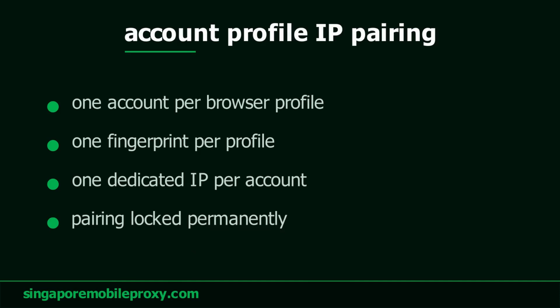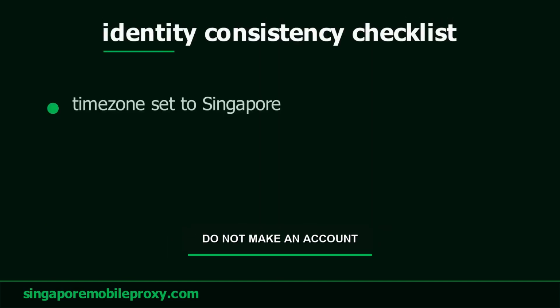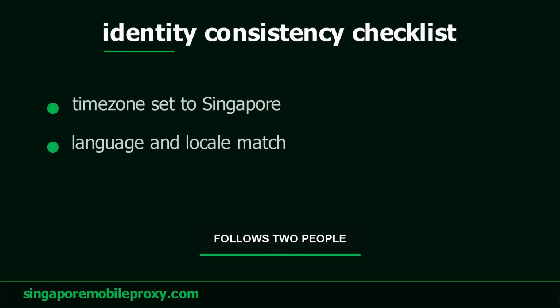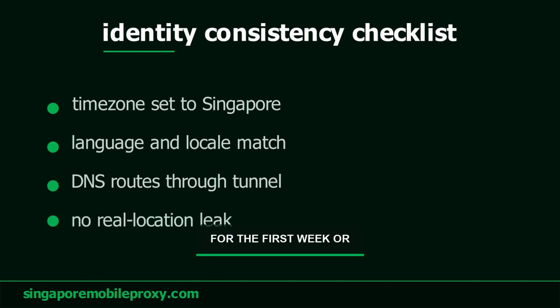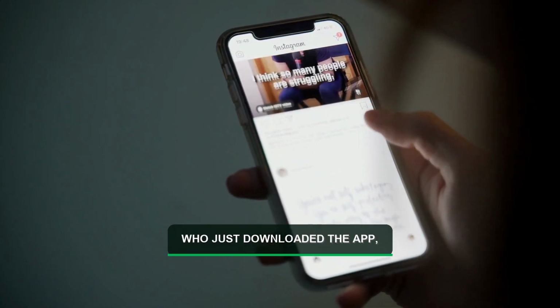Instagram checks for that. Now warming, because a clean IP and a clean fingerprint do not make an account trusted. Trust is built from a history of human-looking activity. A brand new account that immediately follows 200 people and posts 5 times looks like exactly what it is, so warm it instead. For the first week or two, the account scrolls, watches, likes a few things, and behaves like a person who just downloaded the app.